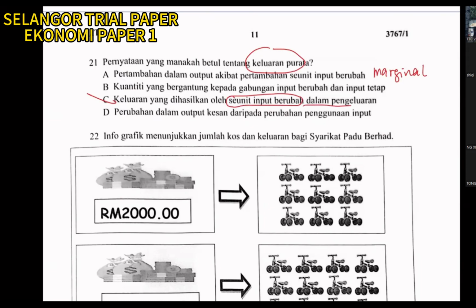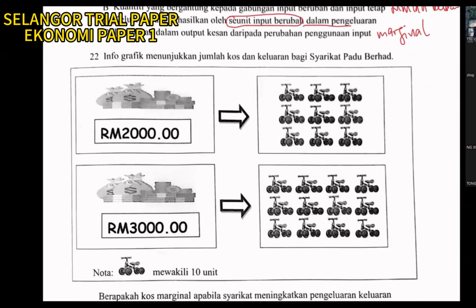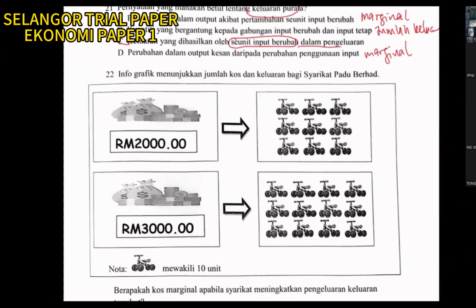Perubahan dalam output, perubahan penggunaan input. Change in output divided by change in input. Marginal. Okay. They say the quantity relies on the input. Wait. This is jumlah keluaran. Jumlah keluaran. Okay. And then the next one they ask you, infografik menunjuk jumlah kos dan keluaran syarikat Padu Berhad.